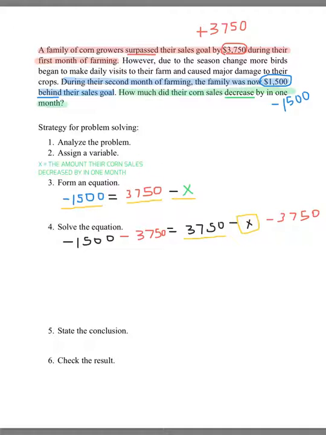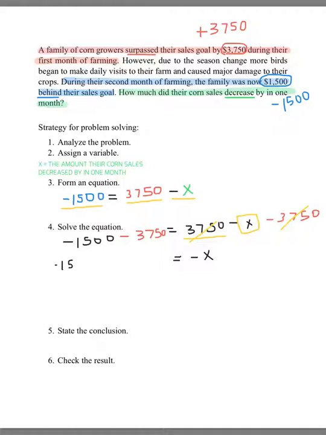And on the right hand side, the positive 3,750 and the negative 3,750 simplify out, leaving us with just simply negative x. And on the left hand side, we're going to want to carry out the subtraction. Since they are both the same sign, we can rewrite them both as negatives with addition.